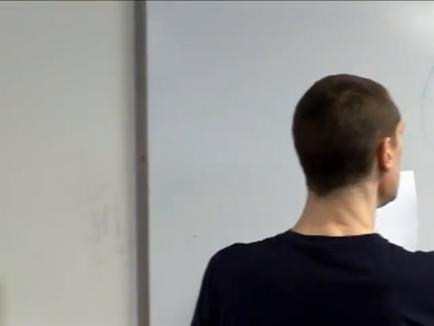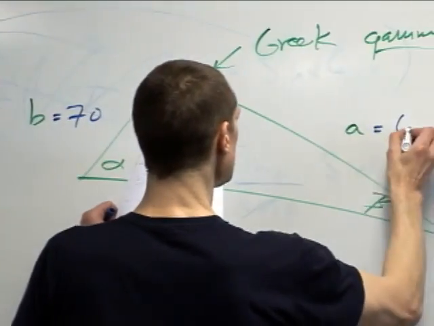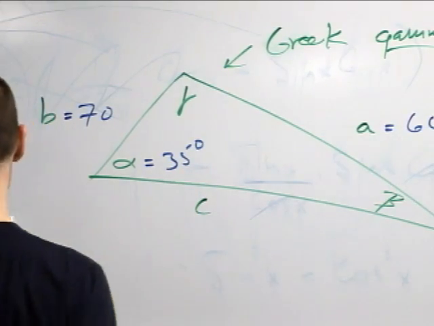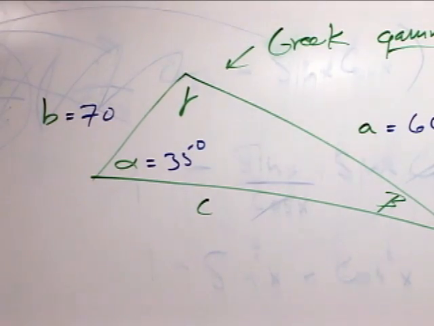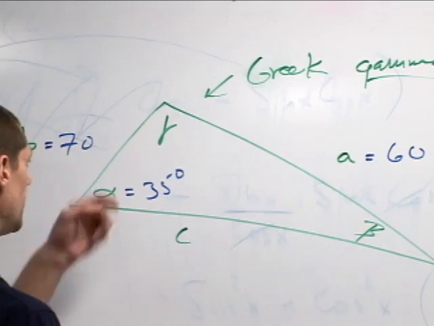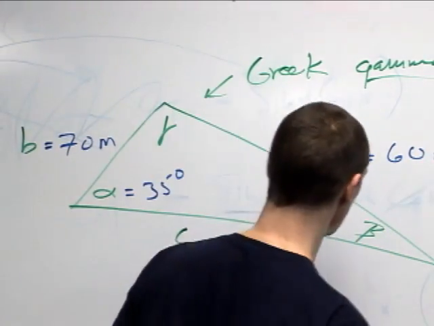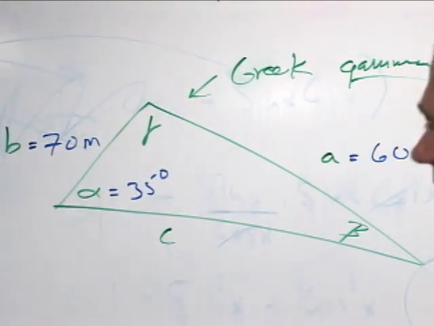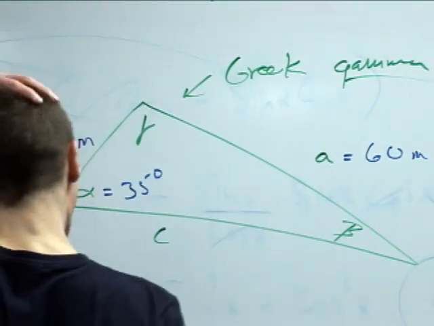We are given that B is equal to 70, and that A is equal to 60, and that angle alpha is equal to 35 degrees. And we're supposed to figure out how many triangles we can get out of this, right? A couple things. This really should be in some units of length. Let's just do meters. I didn't put it on there when I wrote it up. I took this problem from the book somewhere, and I don't remember if they actually put it in units or not. So how many triangles is there?